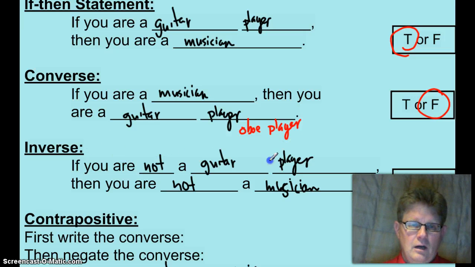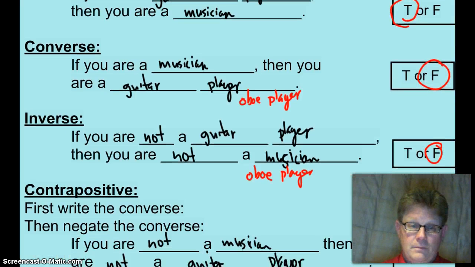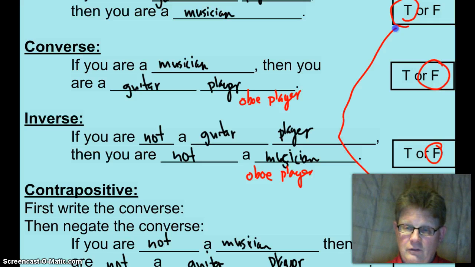How about if you're not a guitar player, then you're not a musician? I'll use the oboe example again. Okay, that proves that this statement is false. And the contrapositive says, if you're not a musician, then you're not a guitar player. That's true. Okay, I just showed you these examples and their truth values to show you that the original and the contrapositive will always be the same truth value, and the inverse and the converse will always be the same truth value.